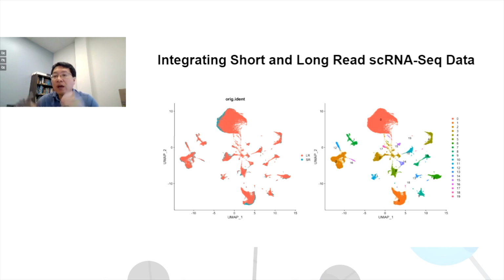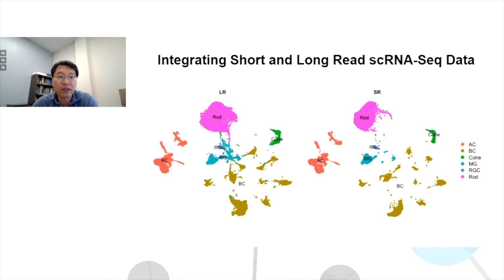So then we can now integrate the co-embedding of the short reads and long reads together, and here's what you see. You can see they go very nicely together. Red is the long reads, the green short reads based on top of each other, and then those are cell types they identified. So very nice cluster identified.